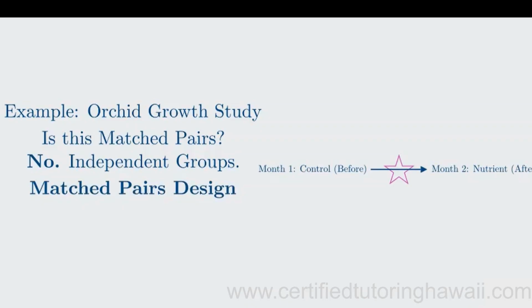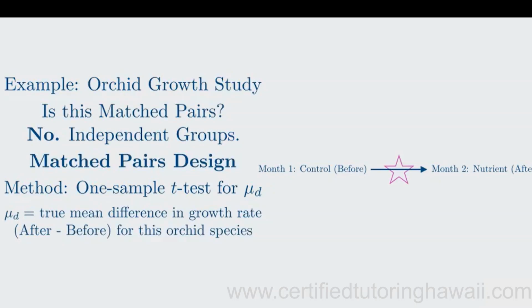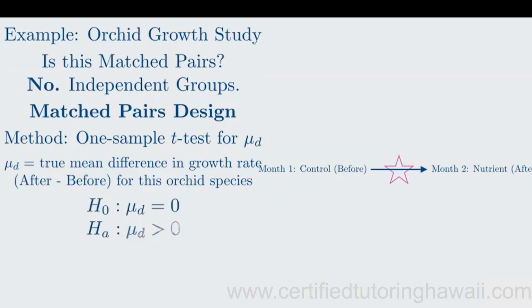Let's set this up. The method we use is a one-sample t-test for a population mean difference. The parameter mu sub d is the true mean difference in growth rate after minus before for all orchids of this species. For our hypotheses, the null hypothesis is mu sub d equals 0, meaning the nutrient has no effect. The alternative hypothesis is mu sub d is greater than 0, meaning the nutrient increases growth.